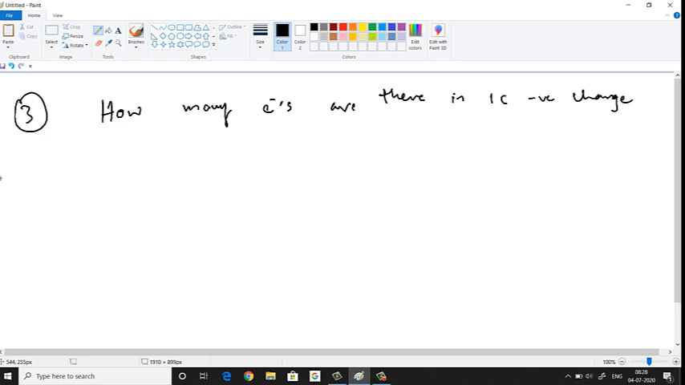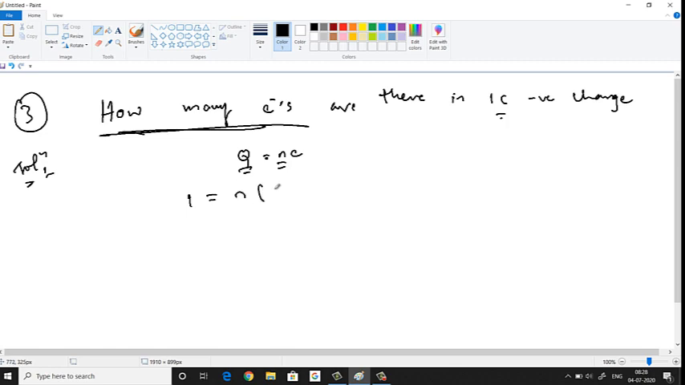So how do you find this? You have to use Q is equal to Ne. You have to find how many electrons, that means you have to find the value of N. What is the charge given to us? 1 coulomb of negative charge. So 1 is equal to N into e, where e is equal to 1.6 into 10 power minus 19 coulomb. So what is N equal to?